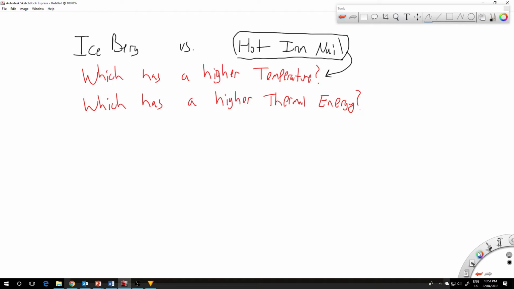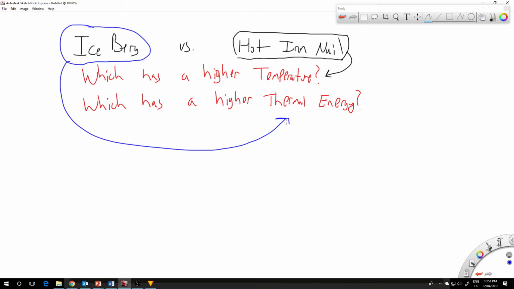Okay. Now, which has more thermal energy? Well, the iceberg, because it simply has more matter. It has more material, and having more material means that you're going to have more things with more energy. And since the iceberg is so colossal, so much larger than the iron nail, the iceberg will have more thermal energy. Now, each of the molecules in the iceberg will have less energy than the molecules in the iron nail, so that's why the iron nail has a higher temperature, because the average translational energy in the iron nail molecules is higher than the average translational energy in the iceberg molecules.